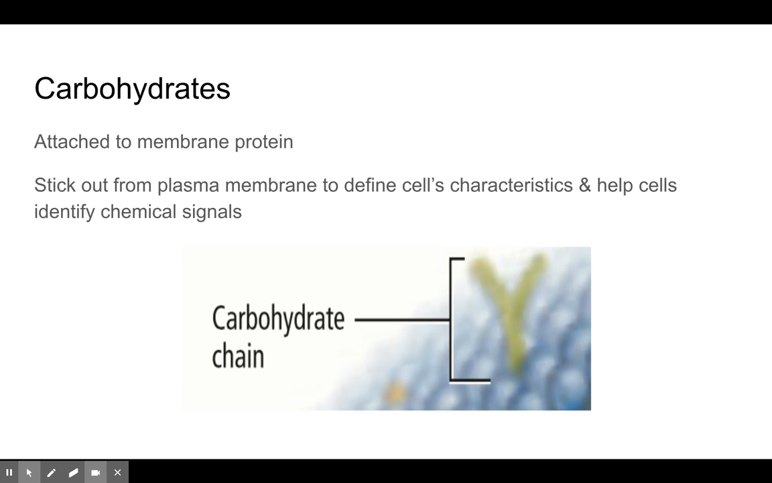So remember, one of the functions of a membrane protein was to identify cells, and that's where that carbohydrate chain comes in. It's on the outside. It sticks out of the plasma membrane, and it defines that cell's characteristics, but it also helps the cell identify chemical signals coming from other cells.